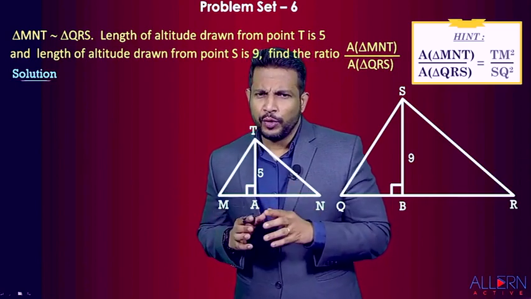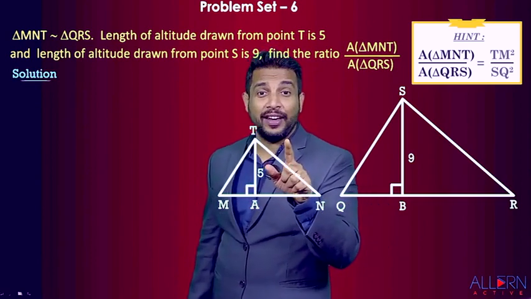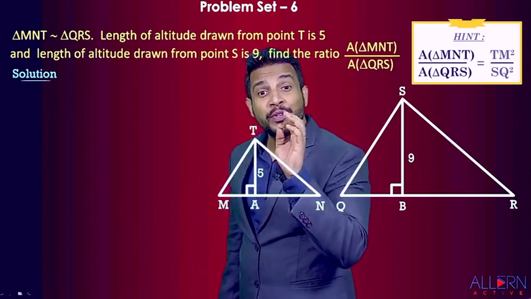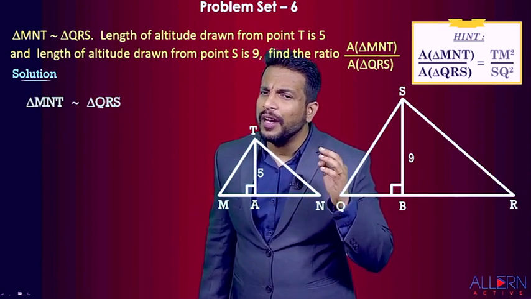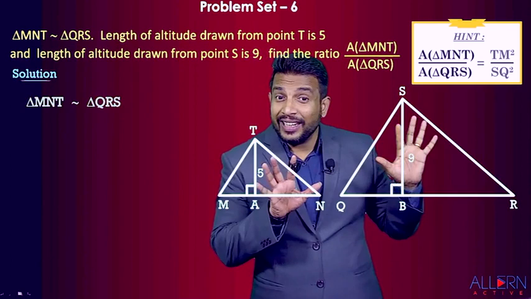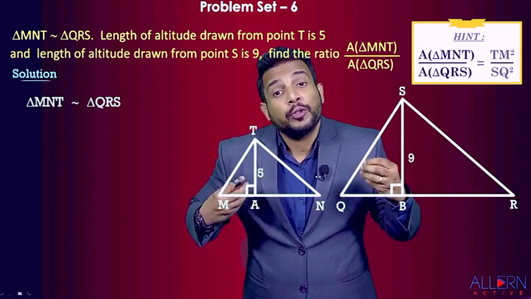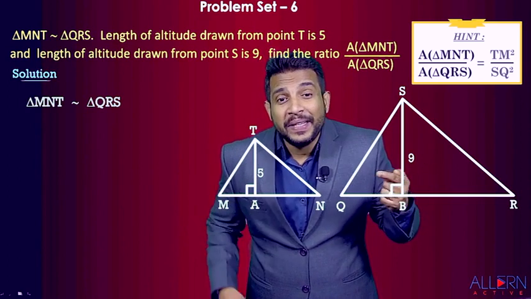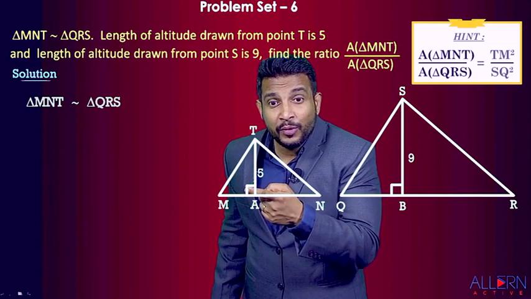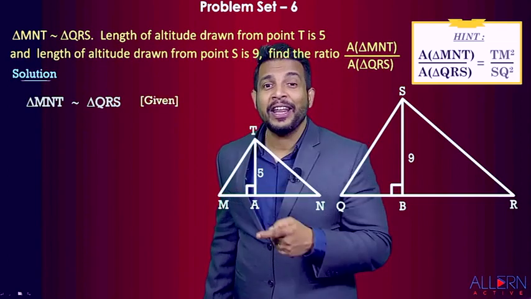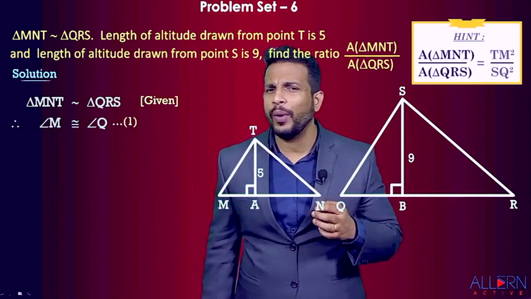Right now, can we prove these two triangles similar? We have only one pair of angles. Can we have one more? Actually, we can get it from the information which is given. At the start we have been given triangle MNT is similar to triangle QRS. If these triangles are similar, that means their corresponding angles are congruent. Can I take this angle Q and this angle M to be congruent? Yes, we can take those two angles to be congruent, right? So write that angle M is congruent to angle Q. That is what we wrote there, and that's our result number 1.